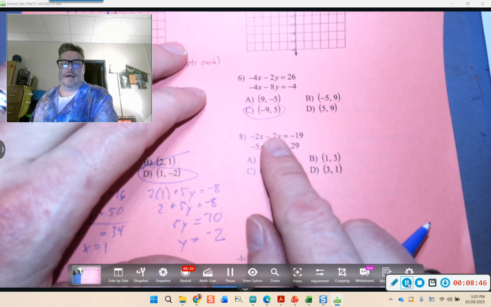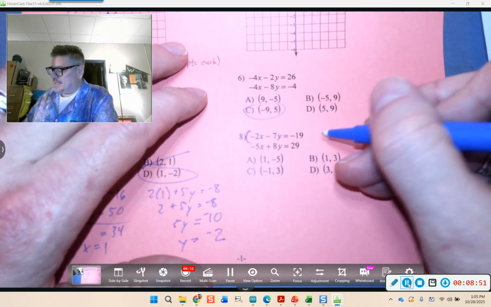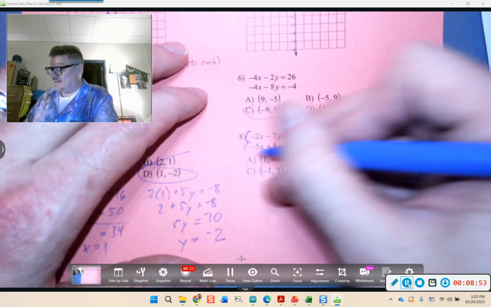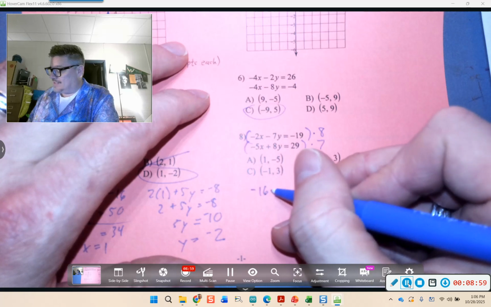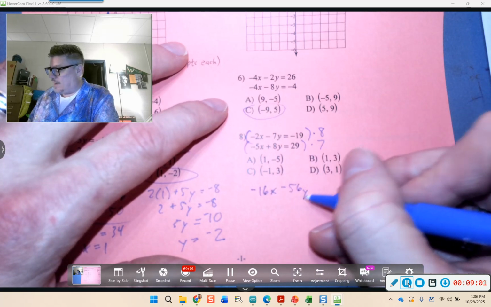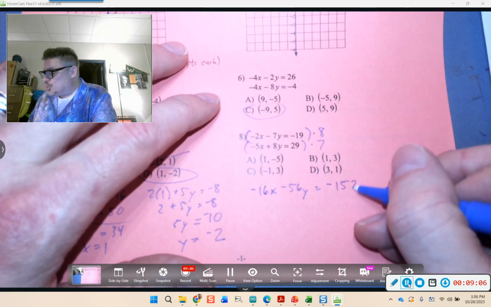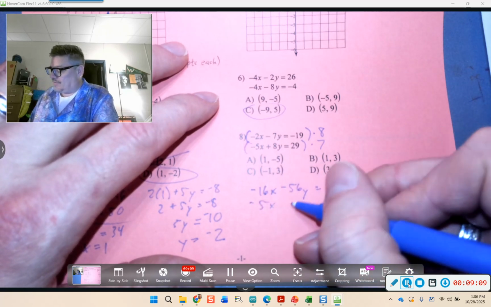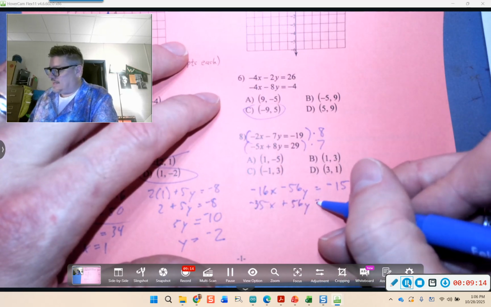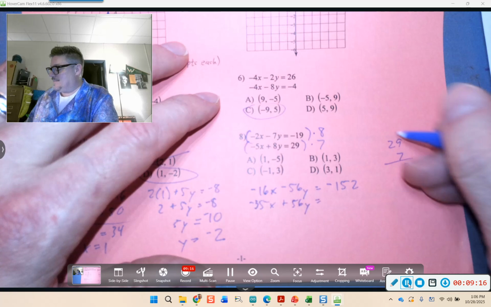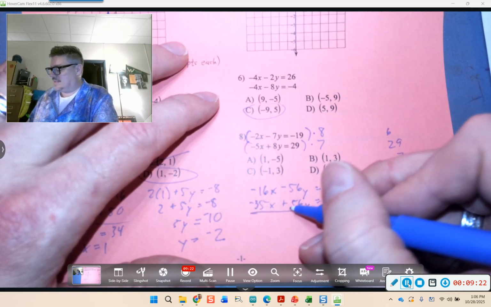Well, let's see. These guys, one is negative, one's positive. So let's get rid of the y's again. So I'm going to multiply this guy by 8 and then this guy by 7. They're kind of large, but that's okay. I'm going to get -16x minus 56y equals negative, what is that? 152. -5x plus 56y equals 29 times 7. 6, 14, 203.